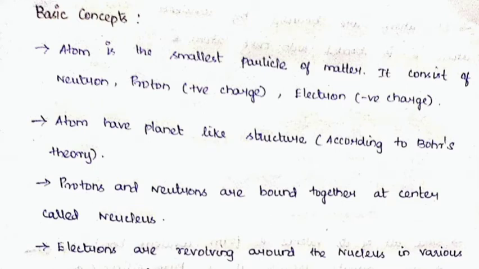As we all know, atom is the smallest particle of matter. It consists of neutron, proton, which is positively charged, and electron, which is negatively charged. According to Bohr's theory, atoms have planet-like structure, which is nothing but the planets revolving around the sun. Next, the atom has protons and neutrons bound together at the center, which is called the nucleus. The nucleus is present at the center of the atom. Electrons are revolving around the nucleus like planets revolving around the sun in various orbits and shells.